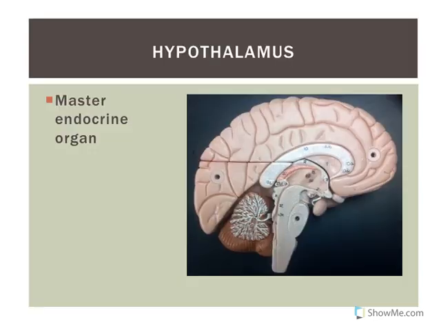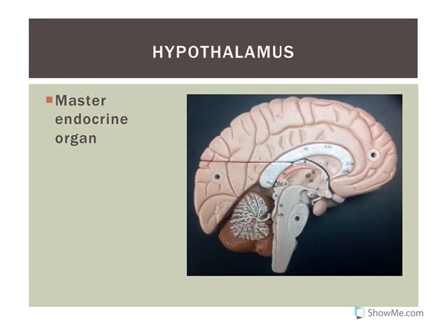So I'm going to start with the hypothalamus, which to me, and a lot of other people, is the master endocrine organ. I wouldn't necessarily consider it a gland, but in textbooks a lot of people say, oh, the master endocrine gland is the pituitary. But I'm going to try to convince you that the hypothalamus is the master.